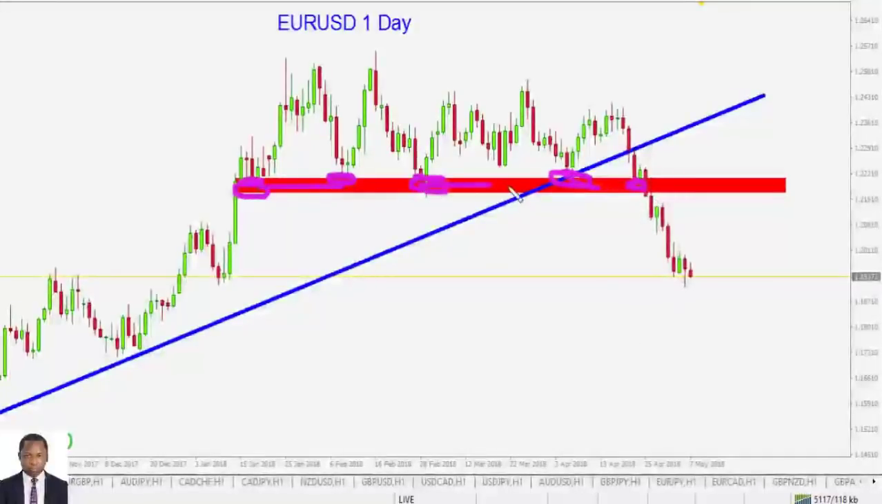So if you're looking to go short, you want price to at least make some pullbacks to that zone. That's the optimal area to begin to look for short opportunities. At this area, it is indeed quite risky to go short.